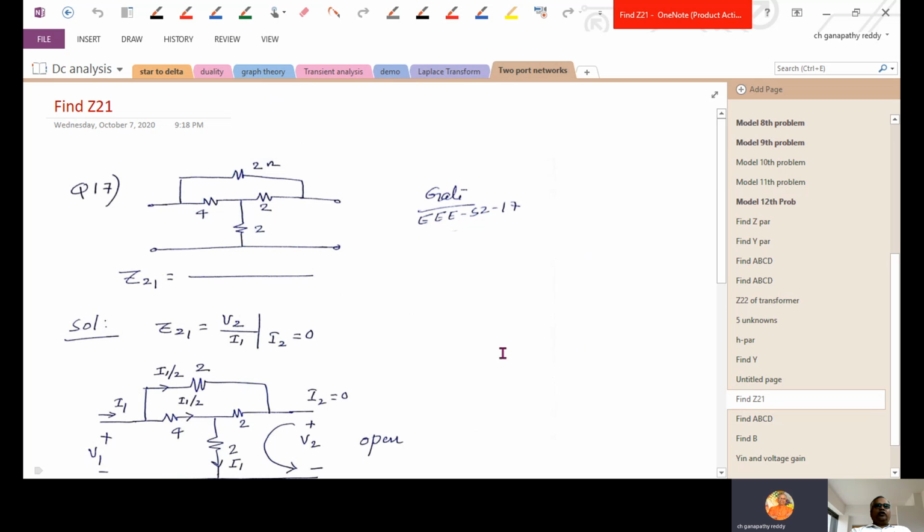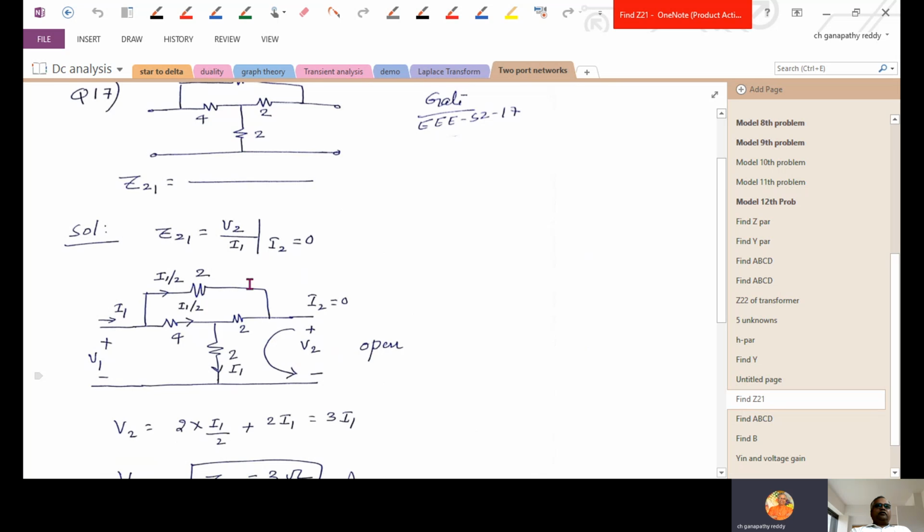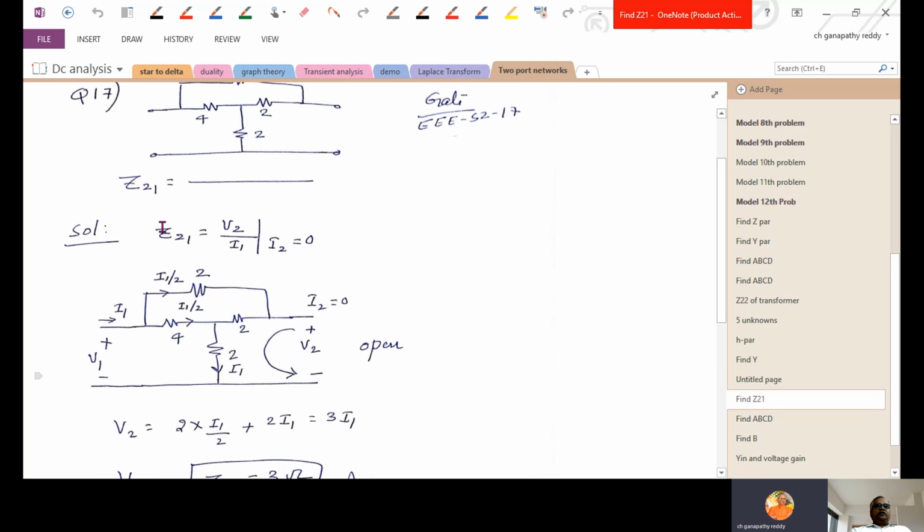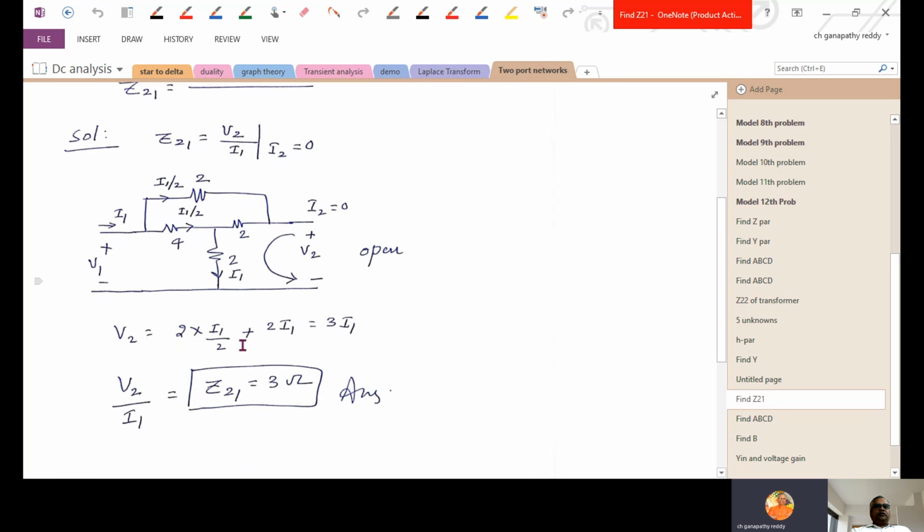Find Z21 in a bridge T network, a T with a flyover. It is asking only Z21. It was asked in GATE 17. This is a small problem, so you can easily do it. The answer is given, and he asked only one. If only one is asked, it is V2 by I1 with I2 equal to 0. So open, use current distribution, write the equation and manage.